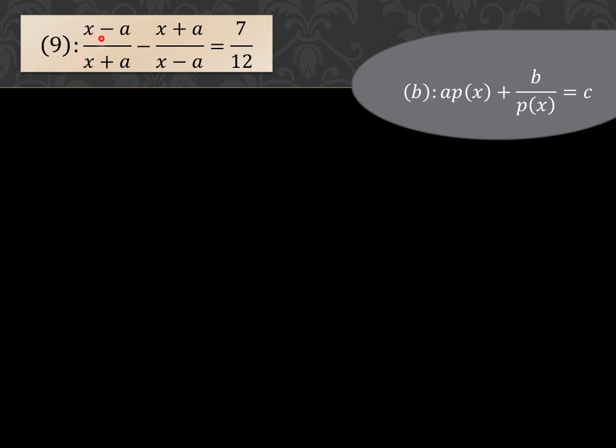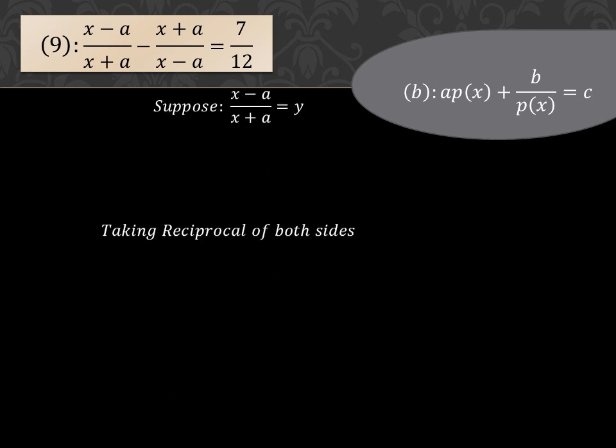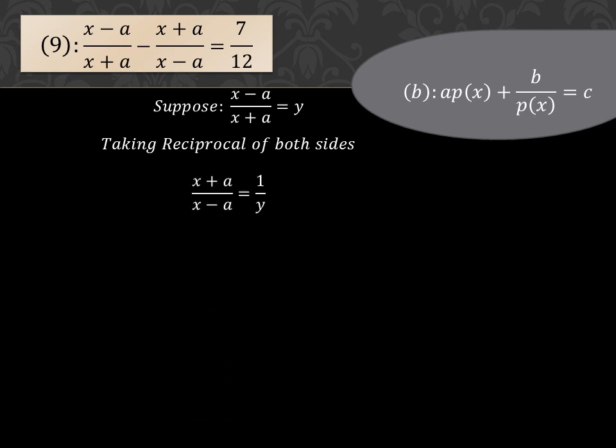Coming to the last part of this lecture, question number 9. x minus a over x plus a, plus x plus a over x minus a equals 7 by 2. I won't be discussing this question much because this is of the same type as question number 8. The first fraction we will suppose equal to y, and the second fraction would be the reciprocal of the first fraction. So x minus a over x plus a equals y, and taking the reciprocal of both the sides, we will get the second fraction, which is x plus a over x minus a equals 1 over y.